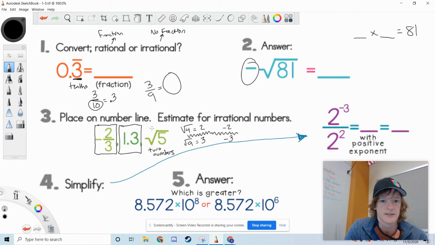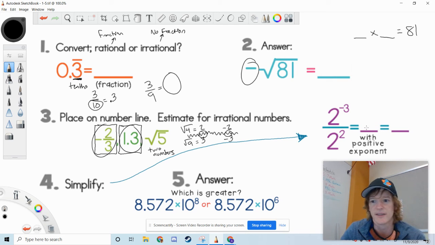Be careful. So I have a number in between 0 and -1, a number in between 1 and 2, and then a number in between 2 and 3, and another number in between -2 and -3. You need to place these on a number line.